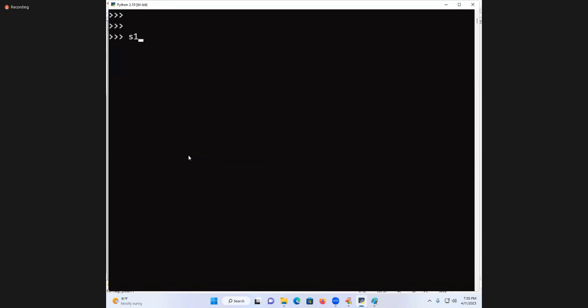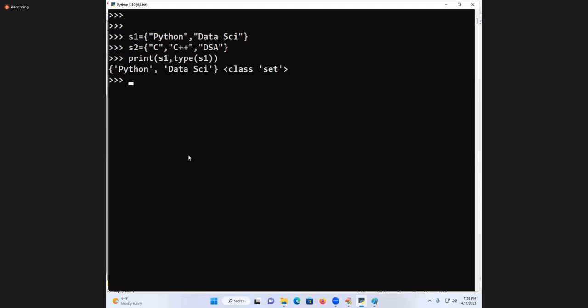S1 is equal to, I am taking here Python, next data science. Data science is my subject. S2 is equal to C, C++, DSA, data structures and algorithms. Now here two sets are there. Print of S1, type of S1. Print of S2, type of S2. Are you following? Now I am applying S3 is equal to S1 or S2.